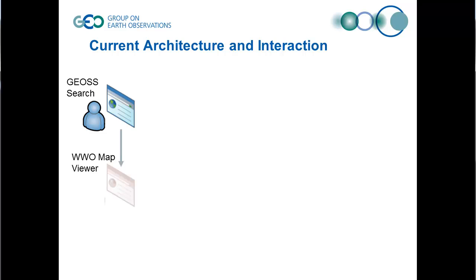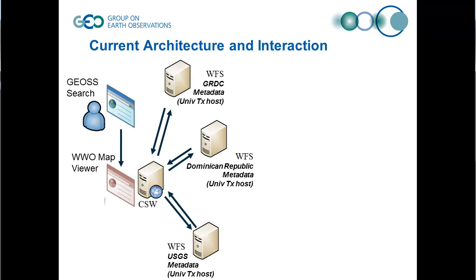Here is the current architecture for World Water Online within GEOSS. A user can search the GEOSS registry for World Water Online and access the World Water Online portal or map viewer. If you go to the map viewer, you will see a map containing rendered web feature services representing the locations of monitoring stations. A user can zoom in and select the monitoring station to see a pop-up with metadata and possibly other content as well, such as a graph.